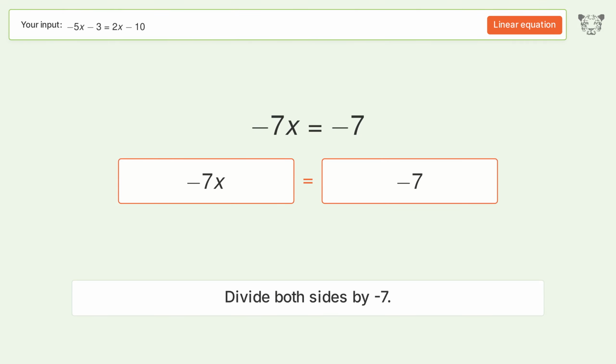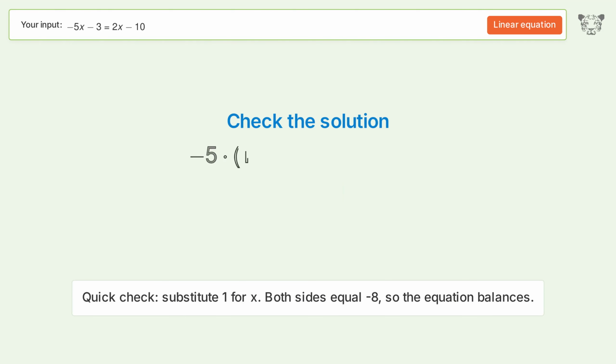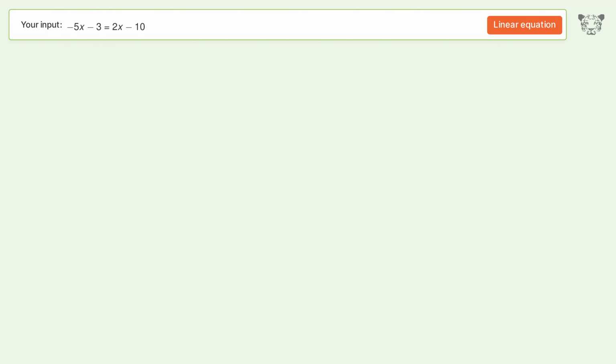The variable coefficient is negative 7. Divide both sides by negative 7 to leave the variable alone. Quick check, substitute 1 for x. Both sides equal negative 8, so the equation balances. So, x equals 1.